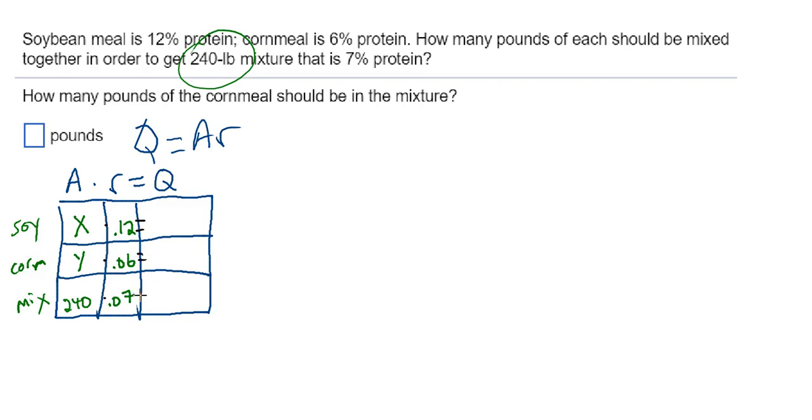So we just multiply across. We'll have X times 0.12, that gives me 0.12X. We'll have Y times 0.06, which gives me 0.06Y.